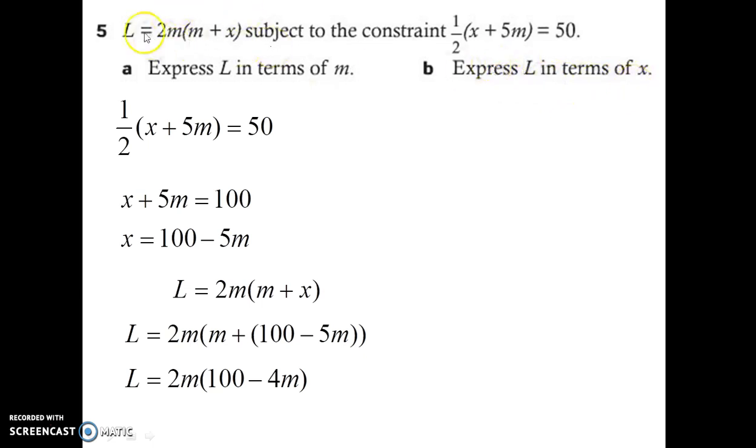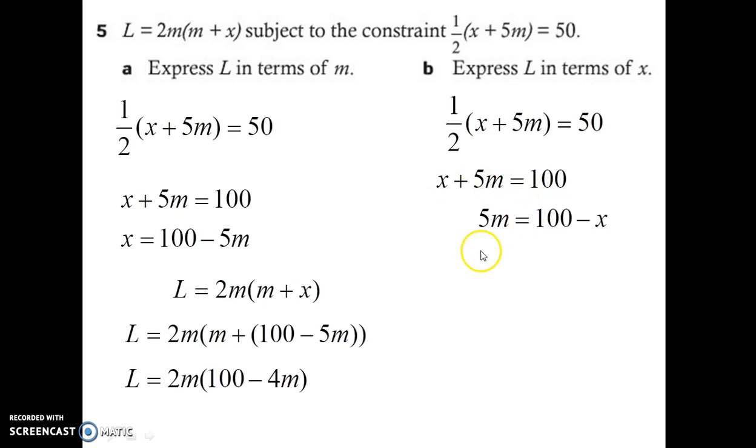So again, we want the L equation, but this time in terms of x. So we want the m variable to disappear. So we're going to take our constraint and solve for m. So there's our constraint equation. Do the same step as before, multiply both sides by 2 to get this. This time we're solving for m. So I'm going to do minus x on this side. 5m equals 100 minus x. Now we're going to divide by 5 to get this m to be isolated. So divide this by 5 and then divide this entire side by 5 right here.